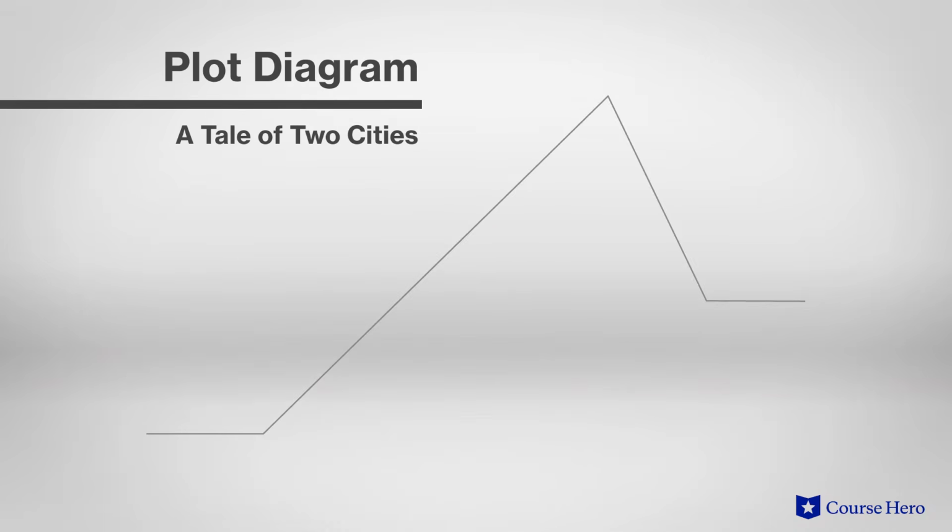Let's summarize the plot of A Tale of Two Cities. The introduction establishes the novel's setting in both London and Paris in the late 18th century. Life is hard for the common people, and made harder by the brutal oppression cast upon them by nobles.